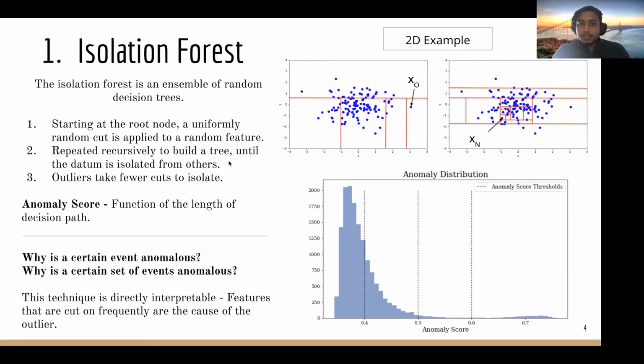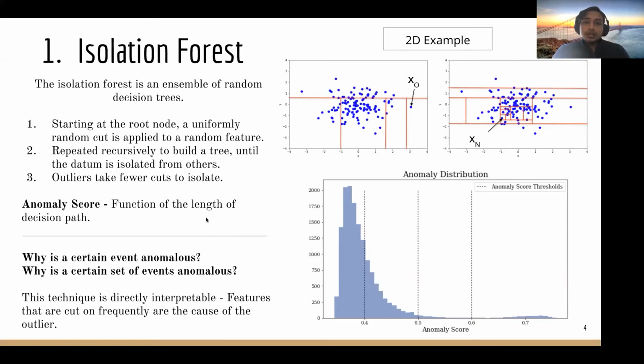The way that outliers are detected in this setup is that, assuming the outliers are few and far away from general populations, outliers will take fewer cuts to isolate. We can see an example of this here in 2 dimensions. You have a distribution of data in X and Y, whatever those may be. The outlier here, far away from the general population, takes only 4 cuts to isolate, whereas a point somewhere near the centroid of this distribution will take many more cuts. So that's the basic principle.